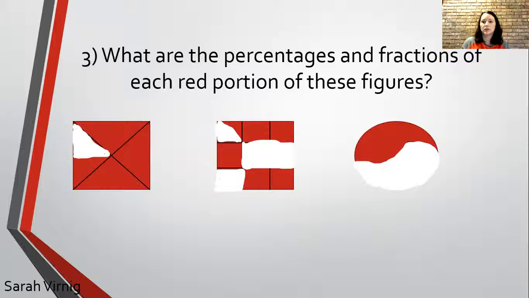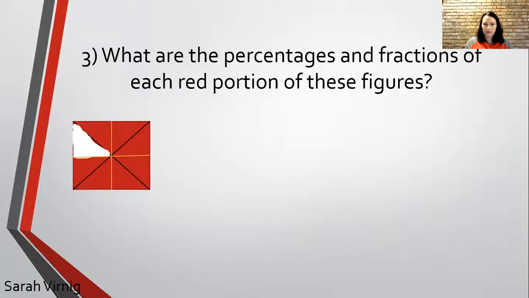What are the percentages and fractions of each red portion of these figures? All right, so we have 2 squares in a circle. We're going to start with our first square. As you can see, if you look at the black lines, the square was broken down into 4 equal parts. But you can see here we only have half of one of those shaded in.